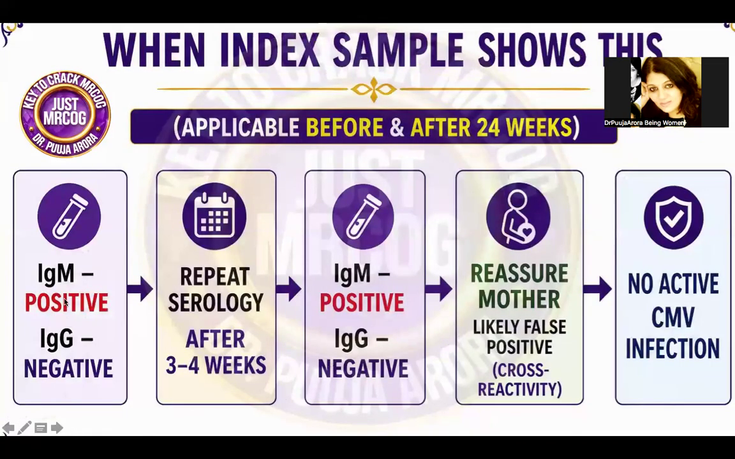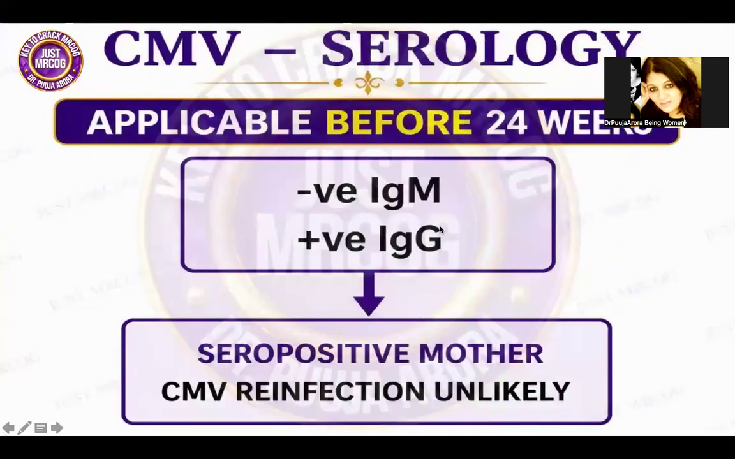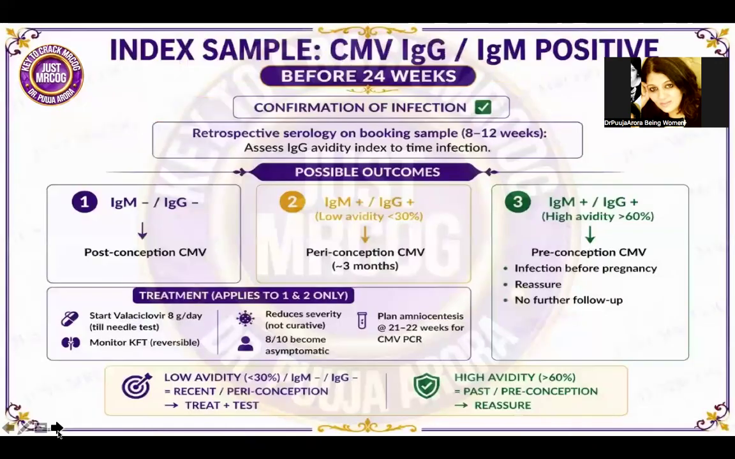nothing is required. If IgM positive, IgG negative, then repeat. If same, nothing is required. If IgG is positive and IgM is negative, the mother is already having immunity against this, nothing is required. But now, the patient has come with some symptoms and it is showing that both CMV IgG and IgM are positive. Now what do you have to do?